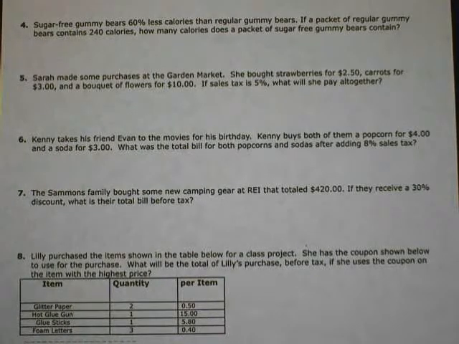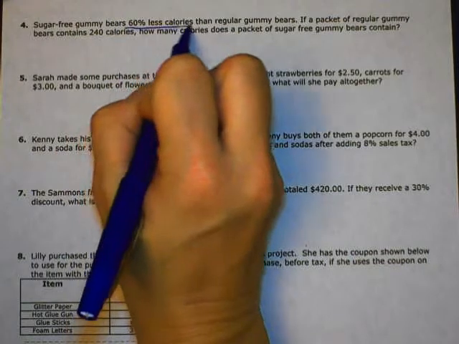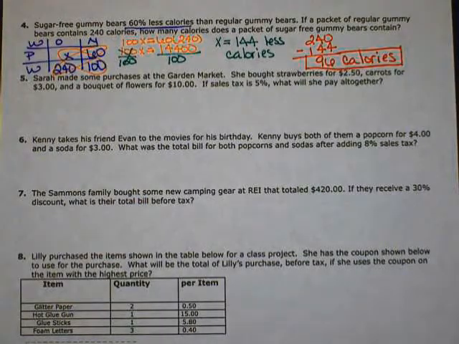Let's see if you can do number 4 by yourself as well. Pay attention to the 60% less calories. Since it's 60% less, will you be adding or subtracting from the original amount? Did you make sure that you subtracted the 144 calories? If so, a package of sugar-free gummy bears should only contain 96 calories.